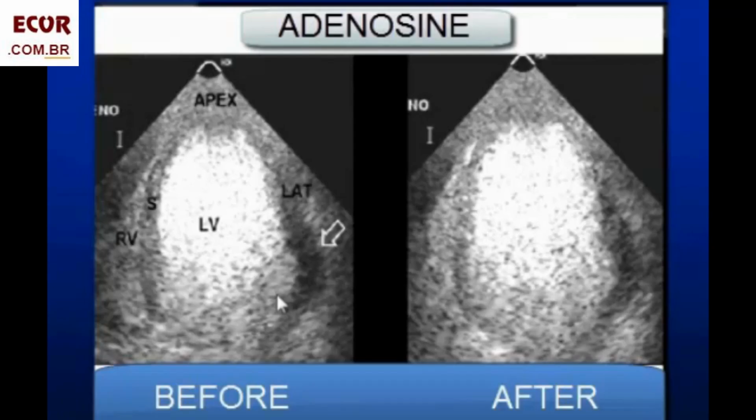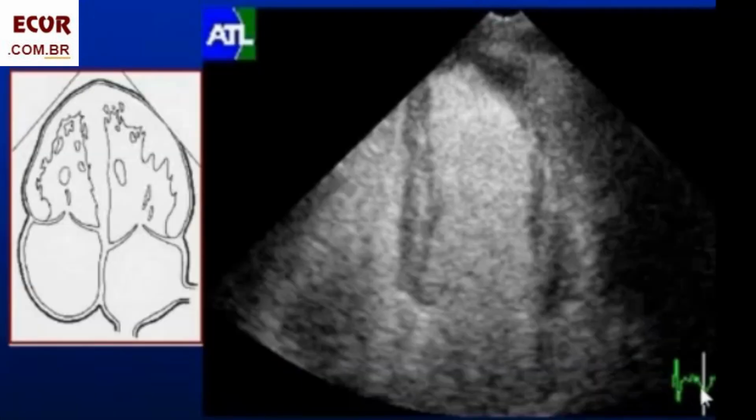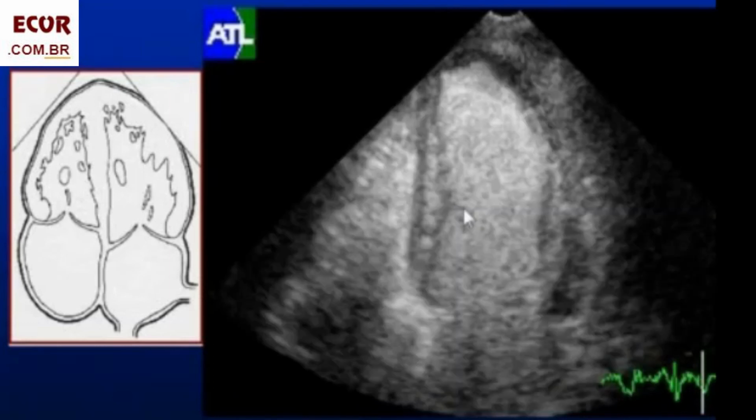Then, when we inject the microbubbles, the normal walls will show some brightness, even at rest, as explained. But the wall with non-viable myocardium will be dark, even at rest, since there are few capillaries. Since darkness in a wall at rest may be just attenuation of the ultrasound, we inject adenosine that will turn the other normal walls brighter, but not the non-viable one that remains basically the same. The fact that the wall is dark at rest with no brightening during adenosine means that myocardium is not viable.